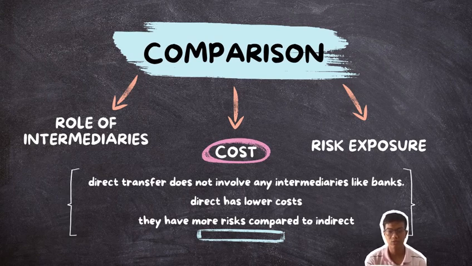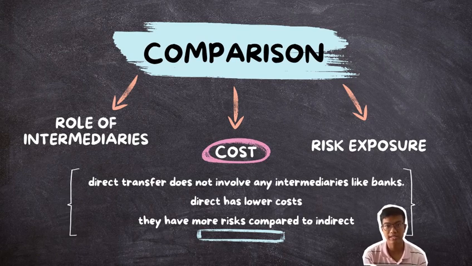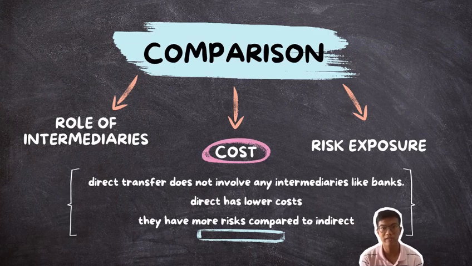The last thing we can see is the risk exposure. Direct method has more risk because they do not use banks. Indirect method has lower risk because they have a stronger, more secured line of transfer of funds because they use banks and funding and loans and whatnot. So those are the comparisons that both companies can use between direct and indirect method for transfer of capital.